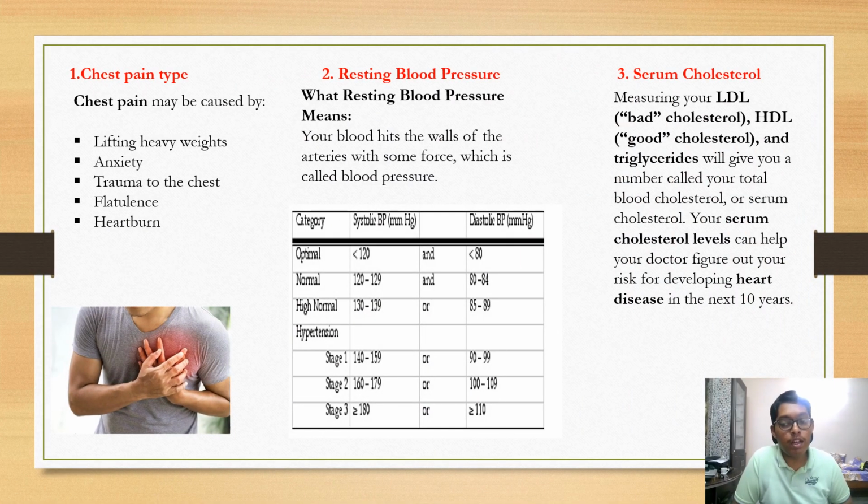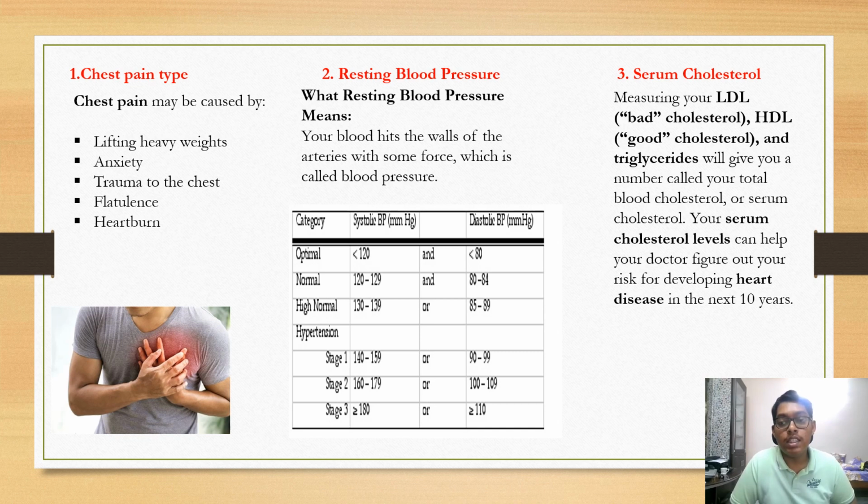The first label is the chest pain type. Chest pain is a common symptom which is not always related to an underlying condition. It may be caused by lifting heavy weights, anxiety, trauma to the chest, flatulence, and heartburn. Next is resting blood pressure. Your blood hits the walls of the arteries with some force, which causes blood pressure.